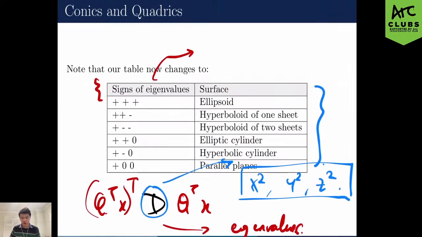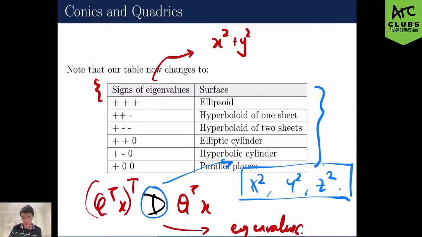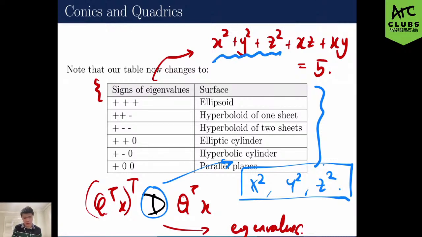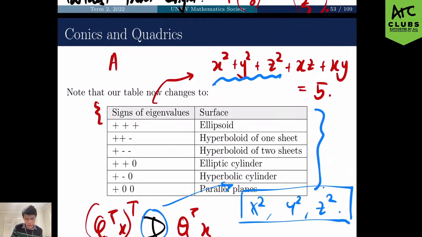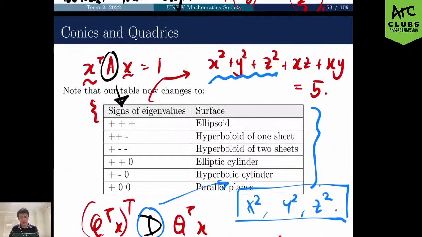If we've got some conic with a lot of annoying terms like xz plus xy equals 5, then we don't have to just look at these terms. And now we find the diagonal matrix. We find the matrix that results in this symmetric thing. So xt a x equals 1. And then we find the eigenvalues of a, and we use this table. Okay, cool. And that's the end of conics and quadratics.